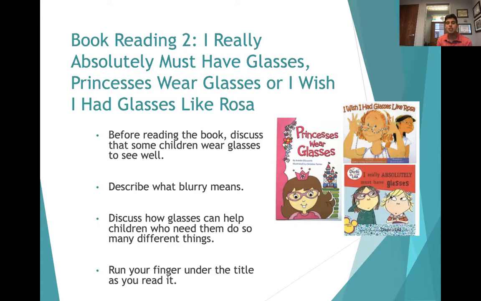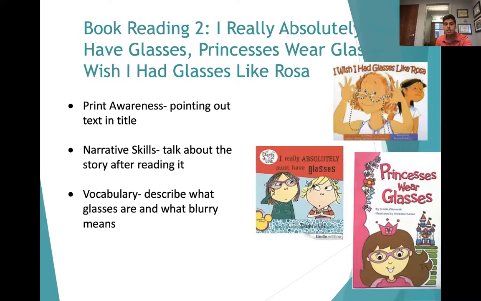Also, you'll be discussing how glasses can help children who need them to do different things. And so those points will be discussed before you get into this book read. And then when you are doing the book read, make sure you run your finger under the title as you read it. The skills that the second book read refer to are print awareness, pointing out the text on the title, narrative skills, talking about the story after you read it, and the vocabulary, describe what glasses are and what blurry means. So there will be some discussion after the book read as well.